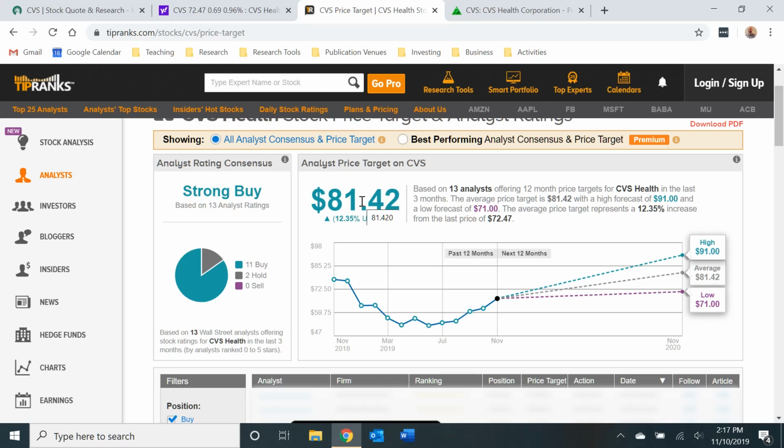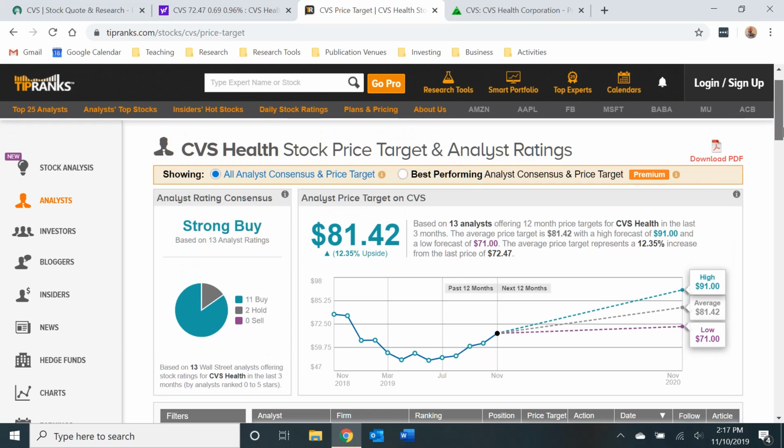You can see that the analyst price target of 81 is significantly above CVS's current price of 72.47. So there's 12.5% upside according to the analyst. That's a really nice valuation on the stock. It suggests that CVS has room to run.